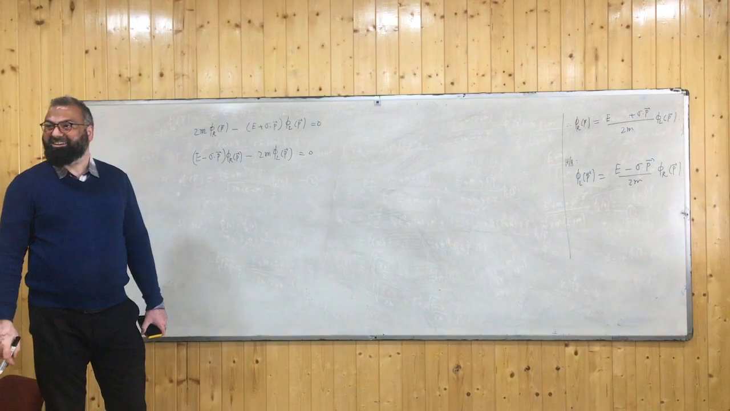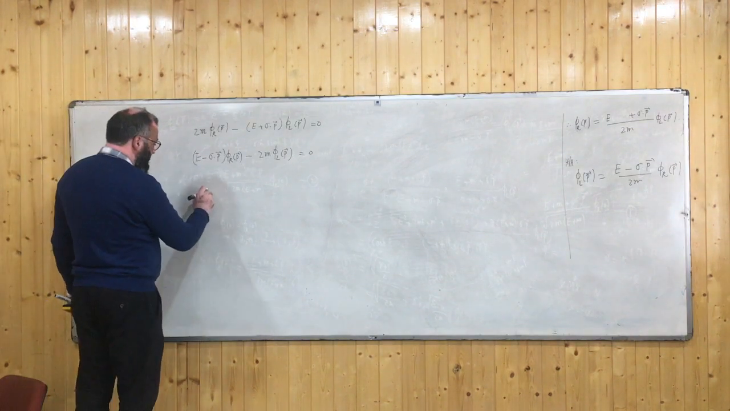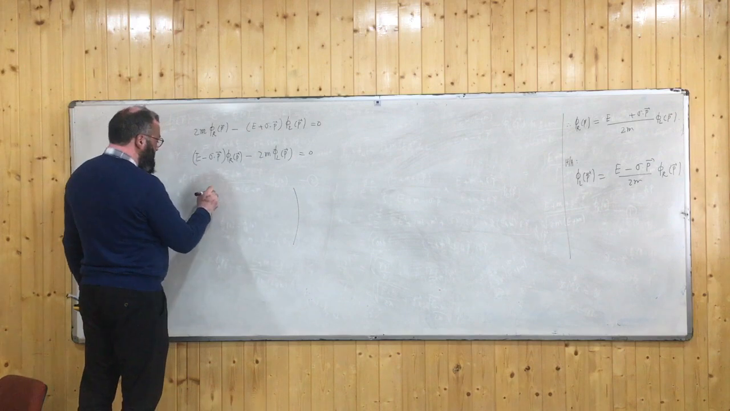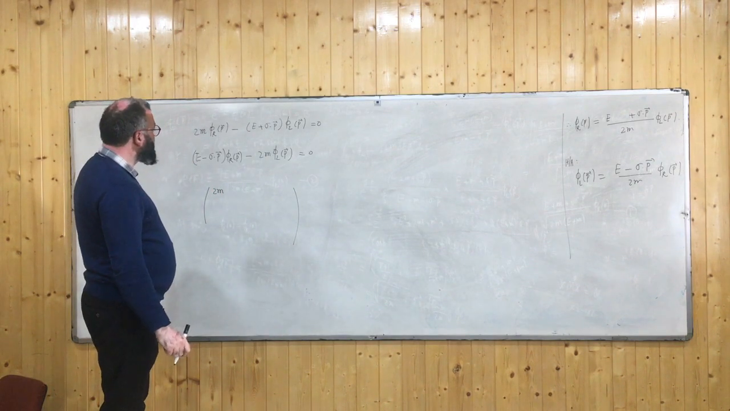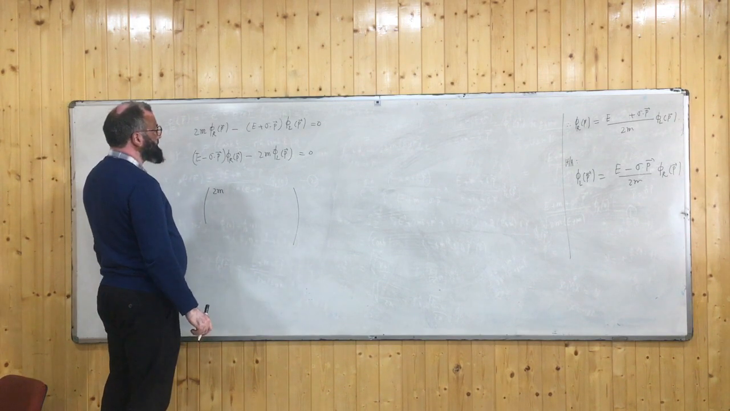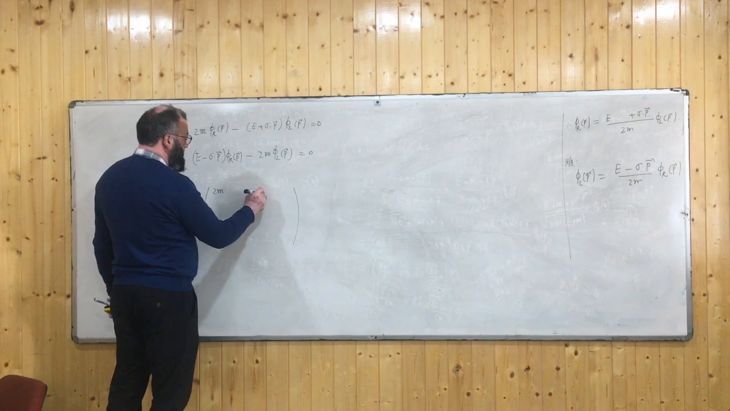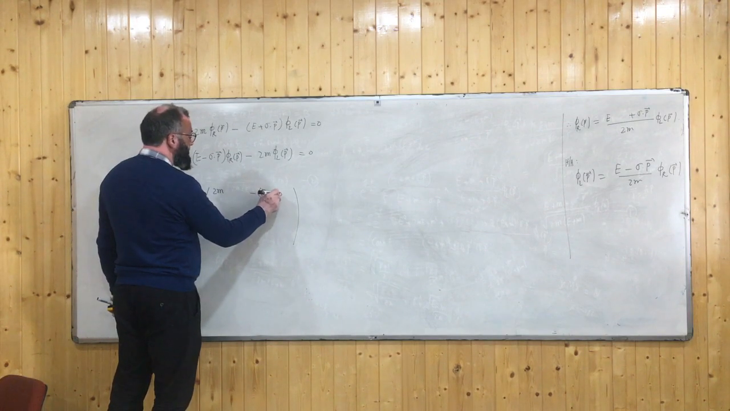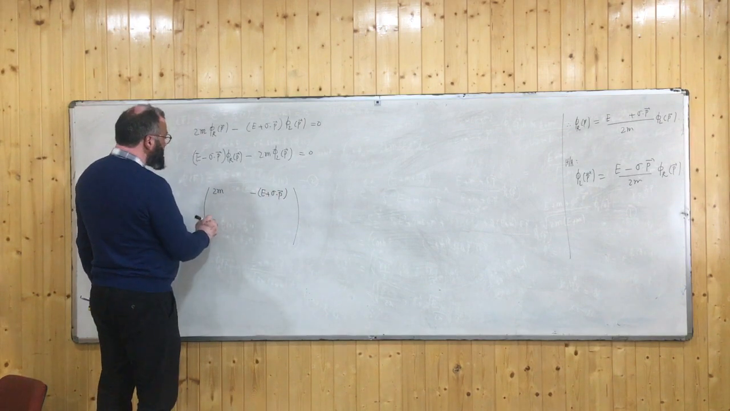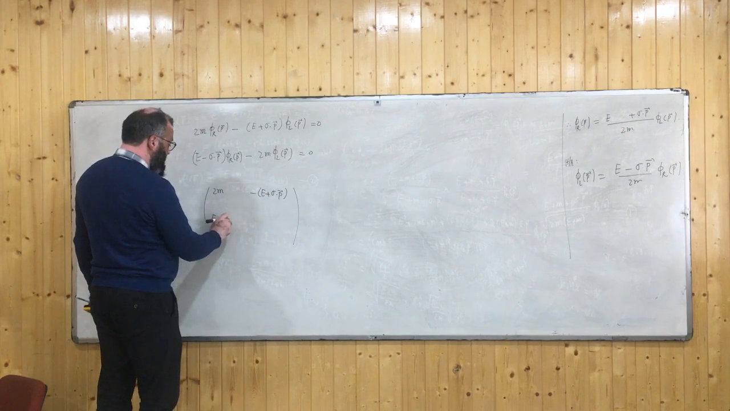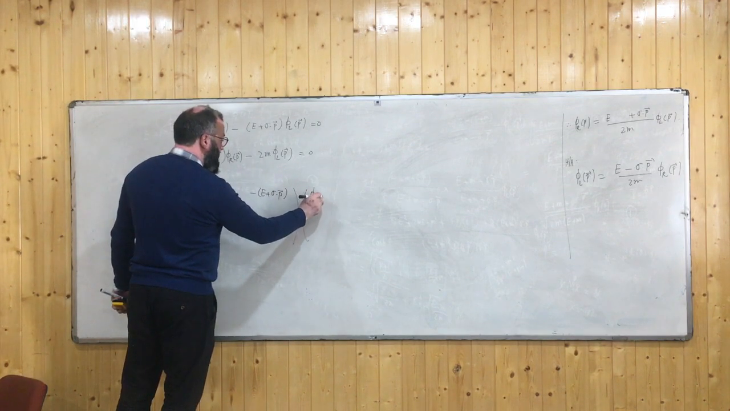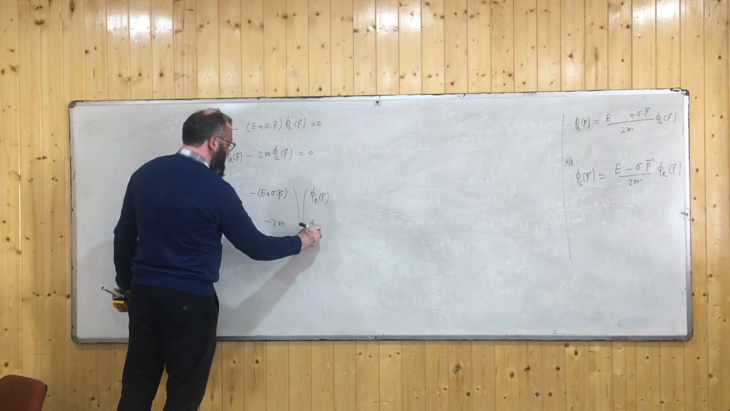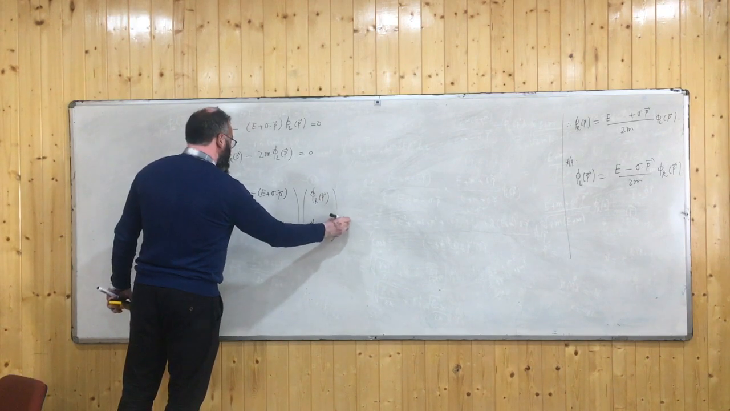Got it? So now let's write it in the matrix form. So it is twice m, minus e plus sigma dot p, and then you are having e minus sigma dot p, minus 2m. So what you are having here? Phi r of p, phi l of p. So that's equal to 0.